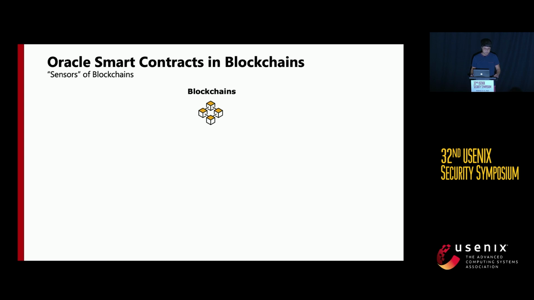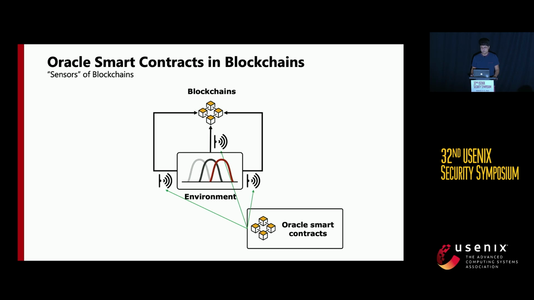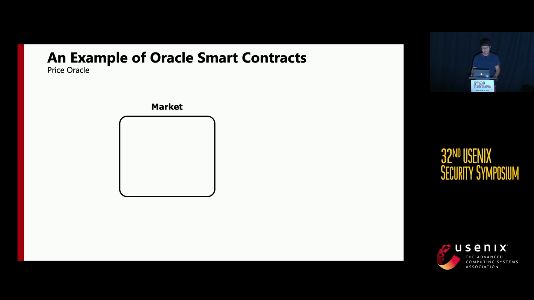Blockchain itself may not be useful in isolation. It needs to interact with the environment. To that end, we need a sensor of the blockchain that measures the external activity of the environment, which is also called the oracle smart contract. One example of an oracle smart contract is a price oracle.